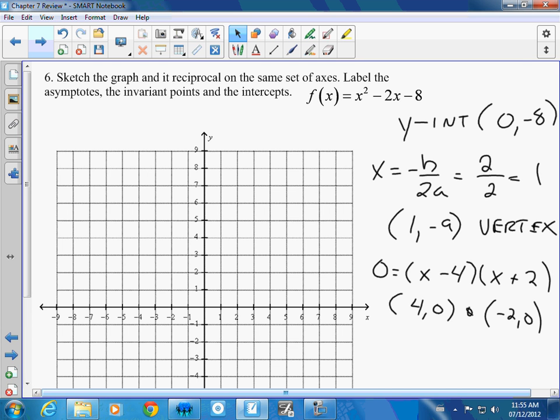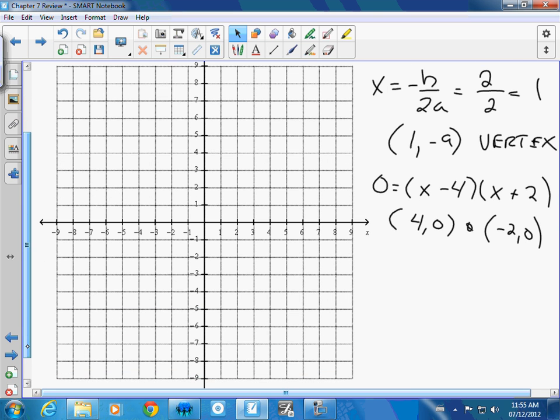Wow, actually, this one works out quite nice, doesn't it? So far. Wait till we get to the invariant points. Invariant points are actually quite easy once you look at it. When we get to it, I'll tell you.